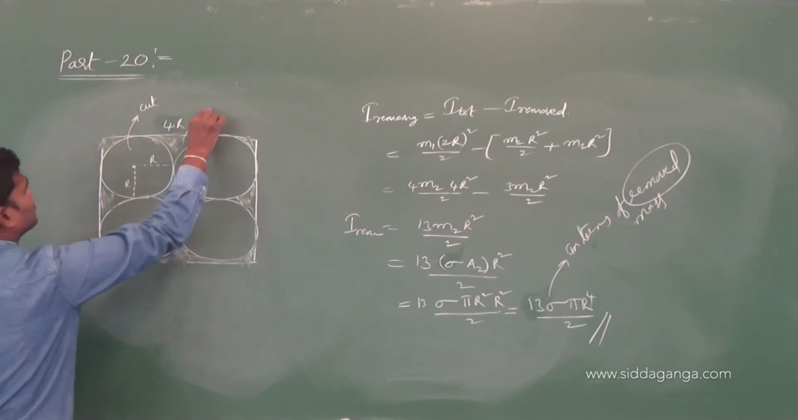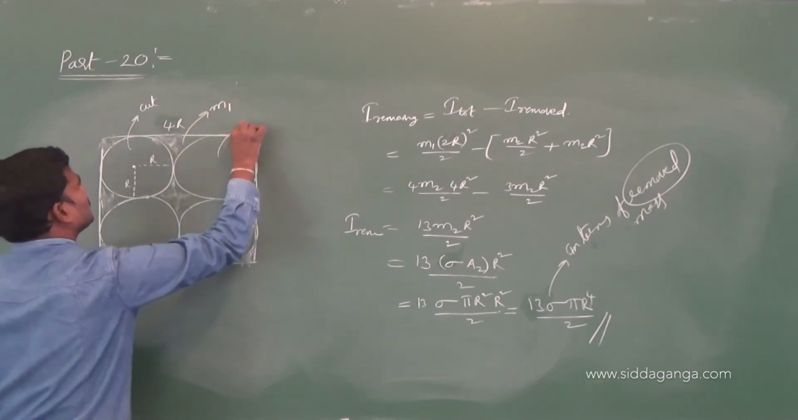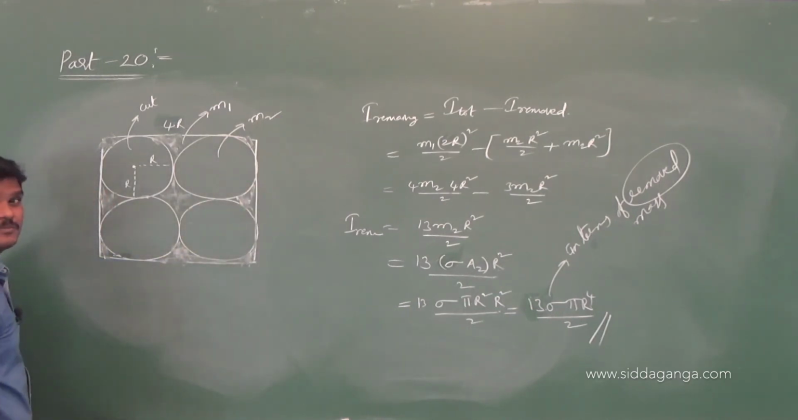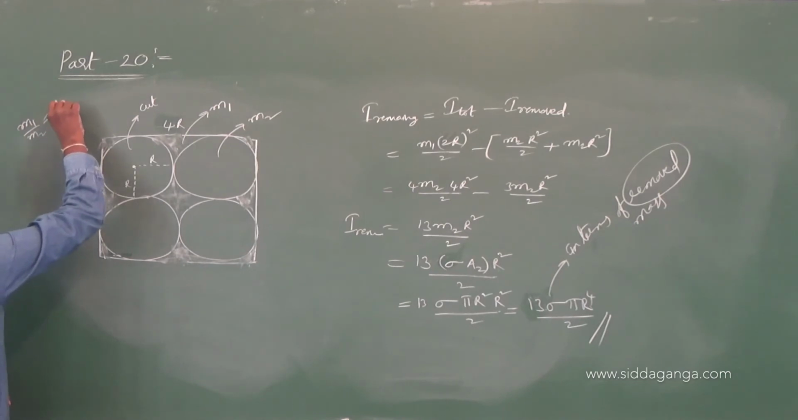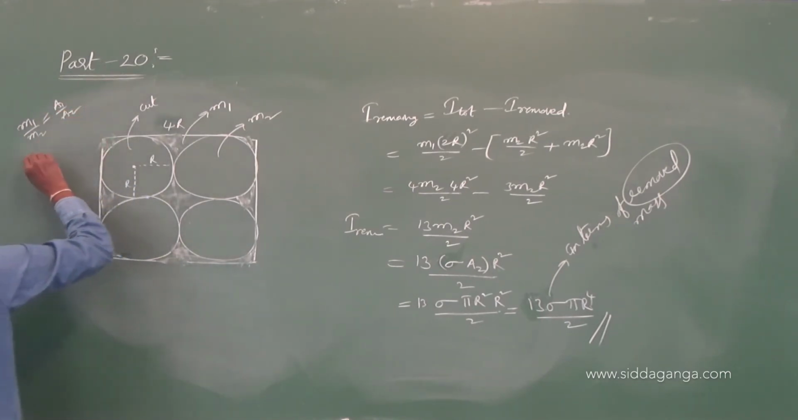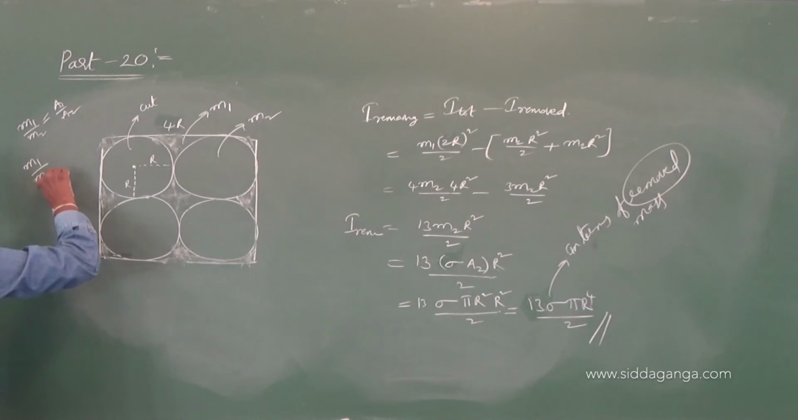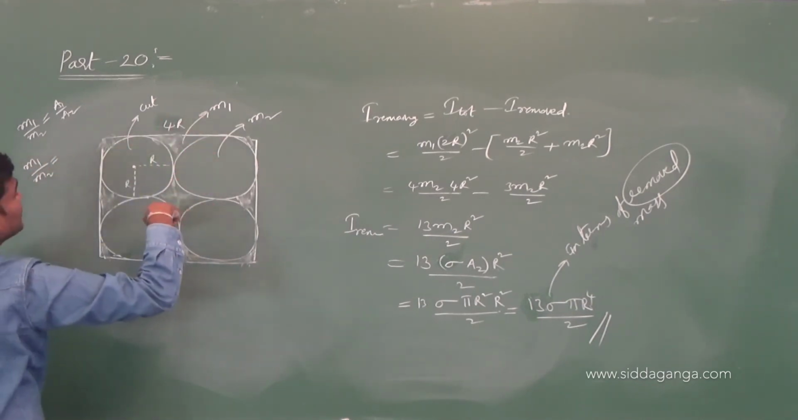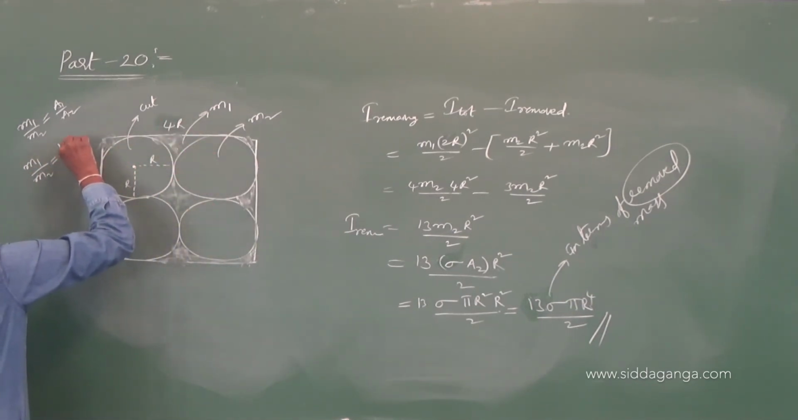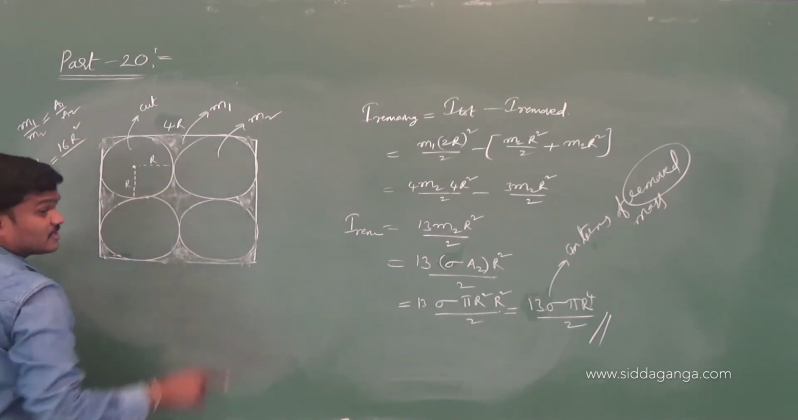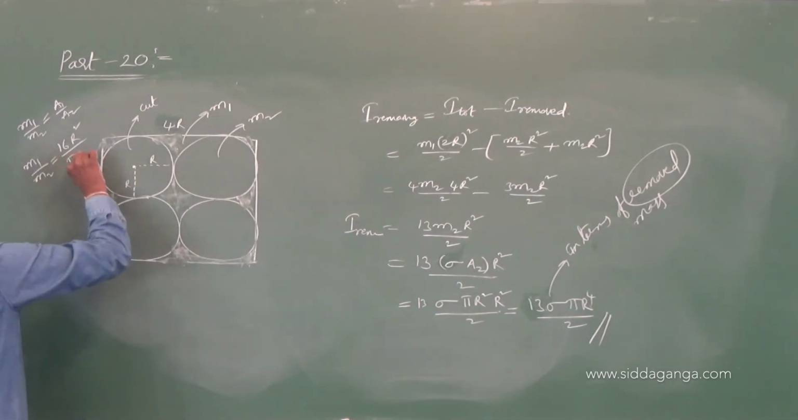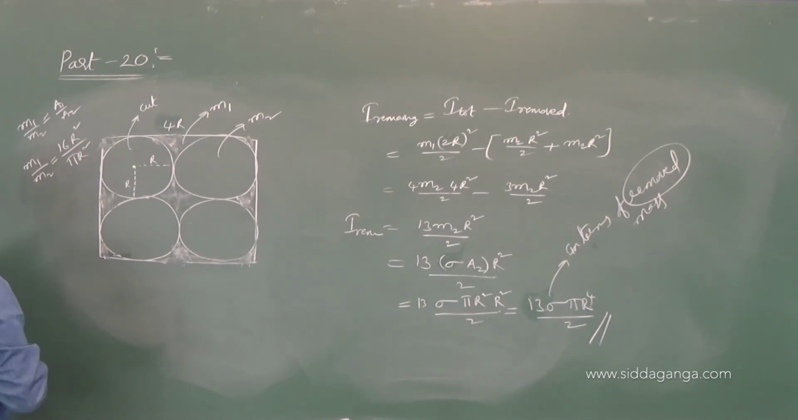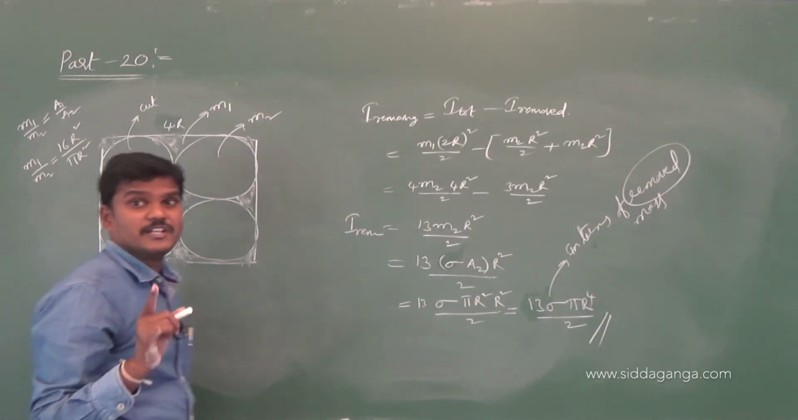Let us suppose the square plate mass is m1, the removed part mass is m2. Then find the masses first. m1 by m2 is equal to what? a1 by a2, because mass is proportional to area. What is a1? a1 is the area of the square plate, 16 r square. The removed part is like a circular disc, so this is pi r square.